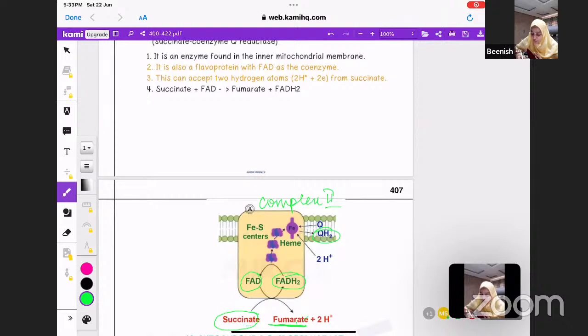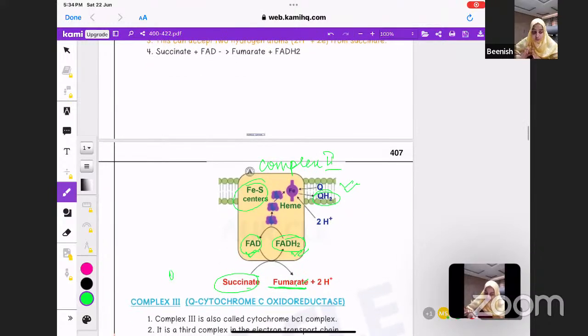Succinate forms fumarate by succinate dehydrogenase, and in this process the electrons are taken by FAD, forming FADH2. Then FADH2 gives its electrons to complex 2, whose components, as you can see, are FAD and iron sulfur clusters. Ultimately, coenzyme Q takes these electrons as well. So you don't have to remember all this. You only have to remember that succinate, in short, gives its electrons to coenzyme Q.